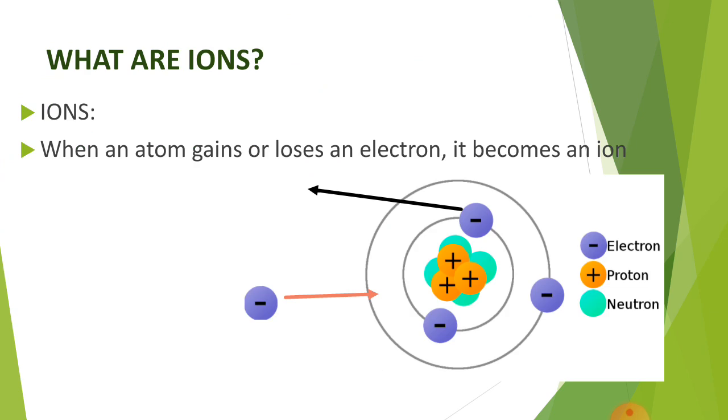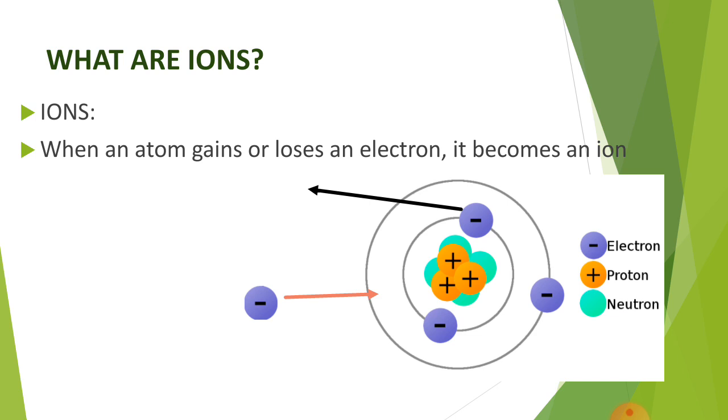What are ions? When an atom gains or loses an electron, it becomes an ion. As you can see in the figure, it's a figure showing an atom. In the center, the orange and green circles are showing the protons and neutrons. And outside it, there are circular shells in which the purple colored electrons are revolving. Look at the black arrow pointing the electron out of the atom. This means that if this atom loses the electron, then what will happen? This electron will go out from here.